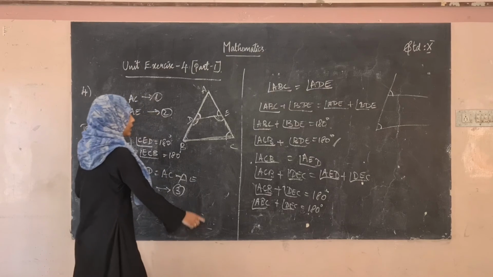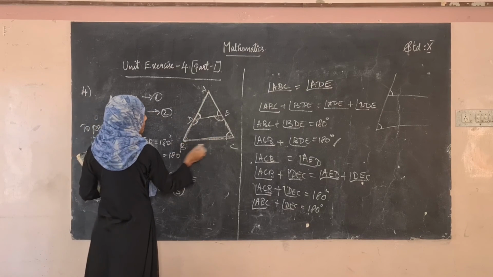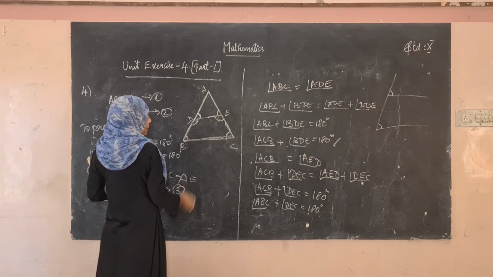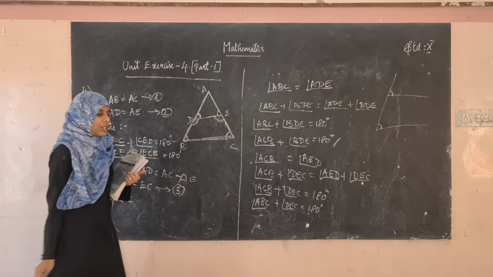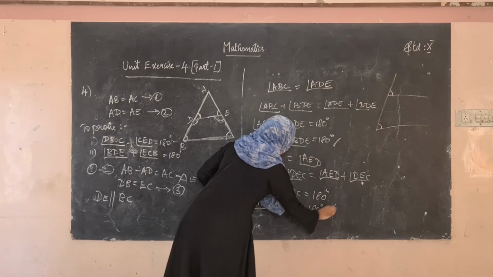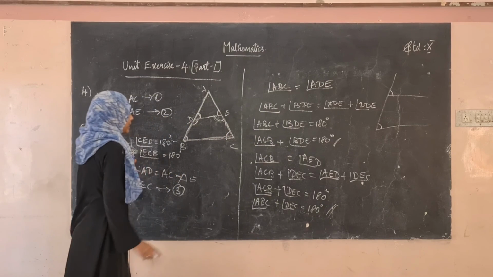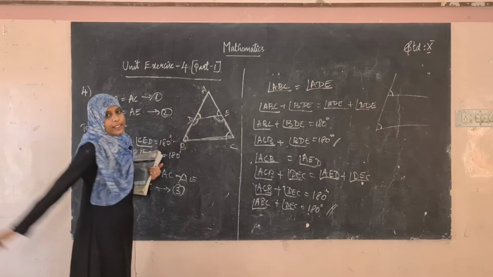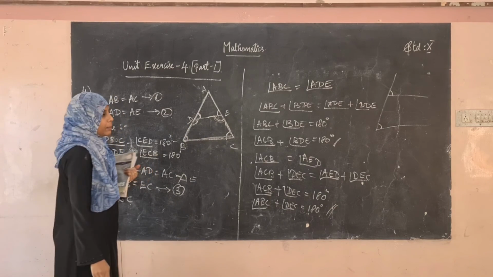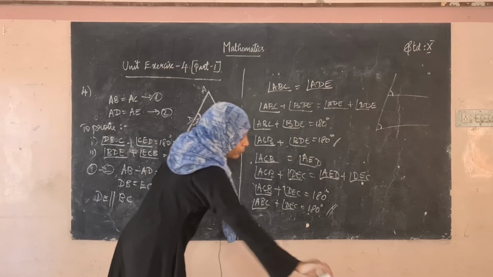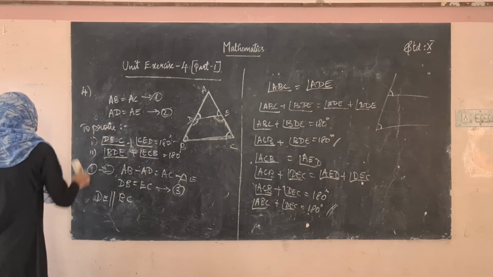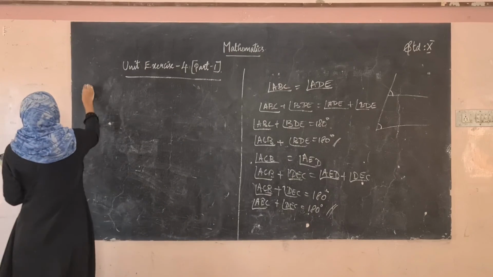Okay, so using that, what did we get? This angle ABC plus this angle DEC makes 180 degrees. It is the first condition. Hence, we have proved that the points BCDE make a cyclic quadrilateral. BCDE makes a cyclic quadrilateral. Hence we have proved the given condition. So now we are moving on to the fifth sum.